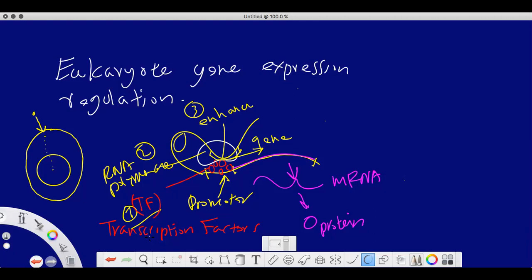Transcription factors are small protein molecules, so they can bind to the DNA molecule and help RNA polymerase bind to the promoter region. After that the enhancer can further interact, and then RNA polymerase is activated. So that is for transcription. That's translation.